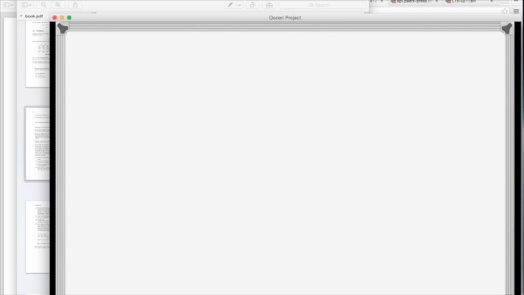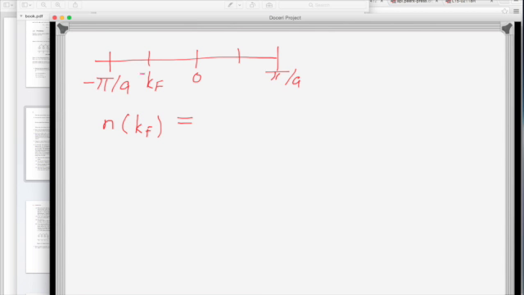I see. So in terms of a 1D Brillouin zone, this is 0, pi over a, and minus pi over a. Do you calculate first n of a given K Fermi, like n of Kf? Which in this case is very trivial, right? I mean, the states run from plus to minus Kf.